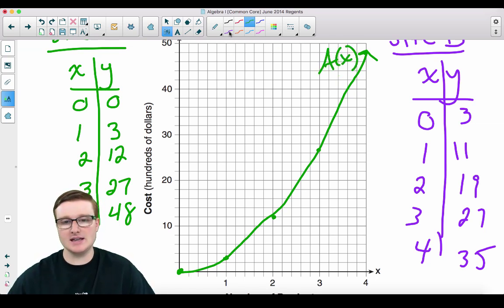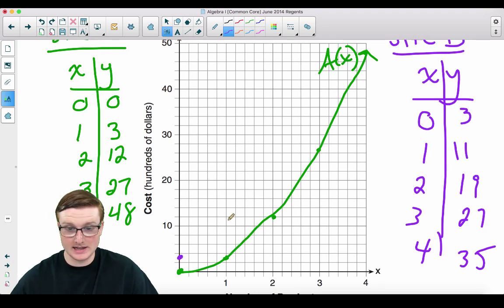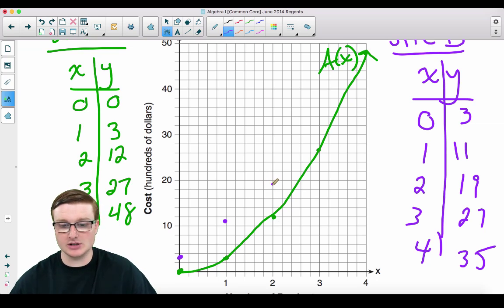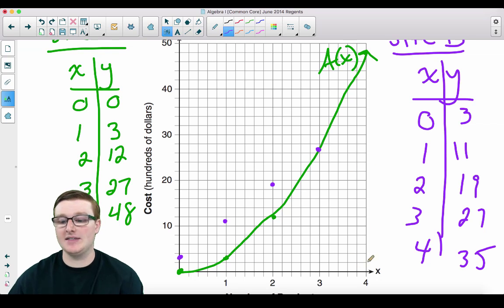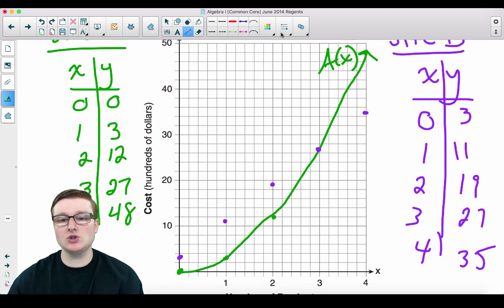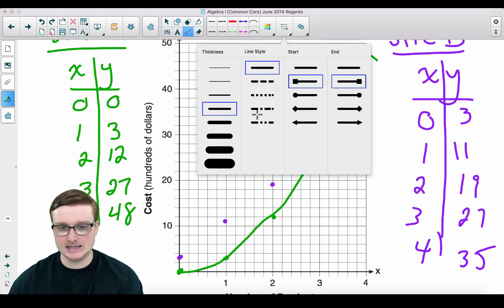Now B of x is, let's see, 0, 3, 1, 11, 2, 19. Now since this is linear, I'm just going to use a line for my graph for the tool. Ooh, at 3, 27 it intersects, people. You think that they're going to ask a question about that? You bet they are. And then 4, 35. Okay, so I am then going to graph this line.